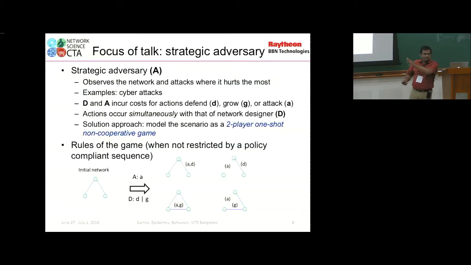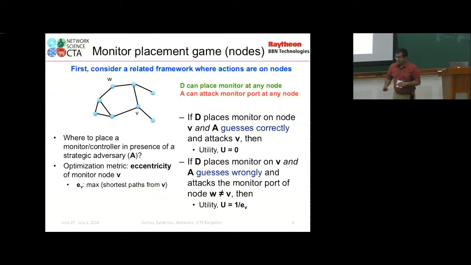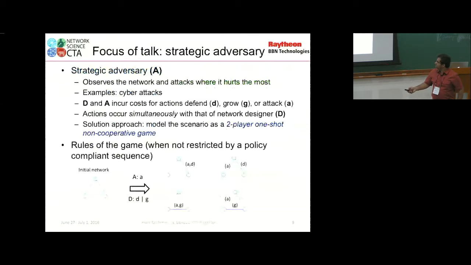So this is the simple model that we started with, the rules of the game. The defender always overrides the attacker in this model. Now, there's another caveat, another probability parameter, which I'll bring in later.